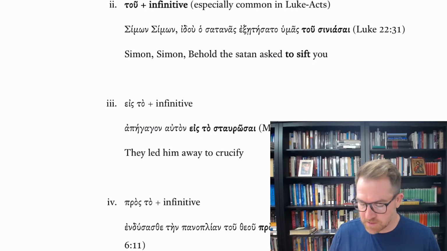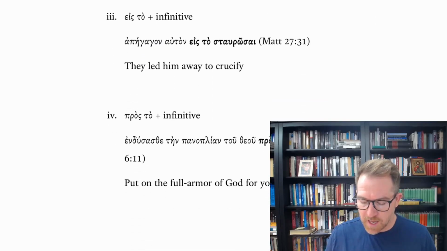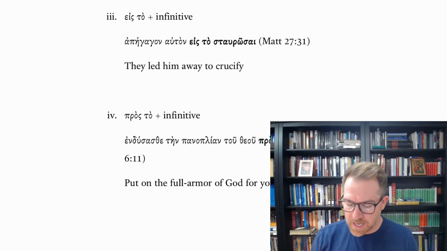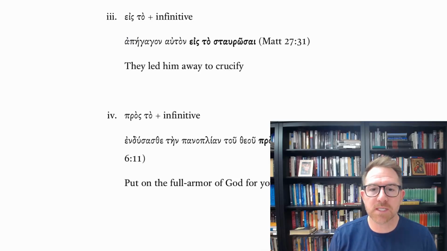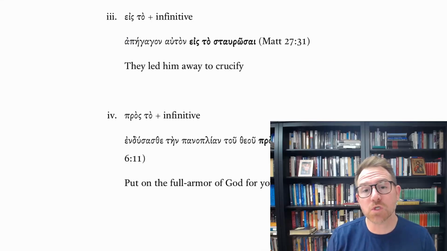Eis to plus the infinitive. Apegagon auton eis to staurosai. They led him away. Why? For what purpose? Eis to staurosai, in order to crucify. The purpose of them leading him away was to crucify him, in Matthew 27:31.